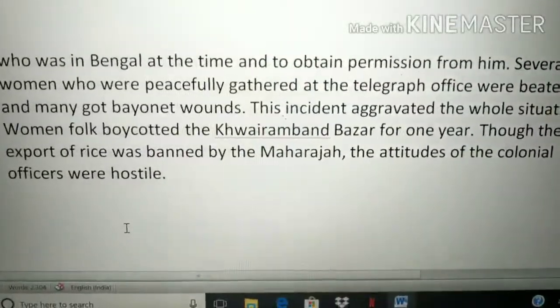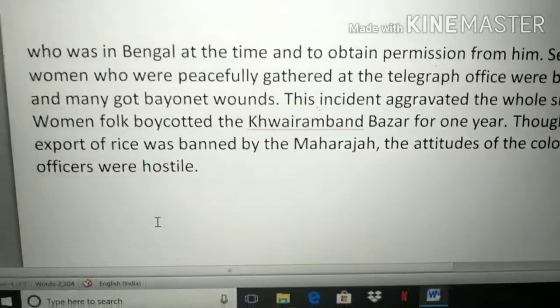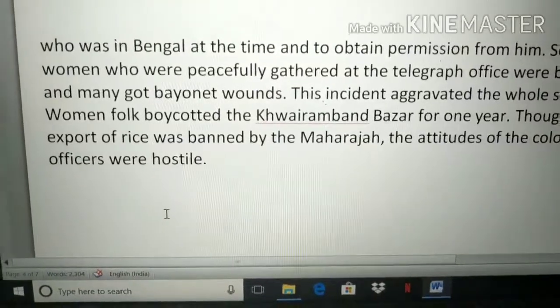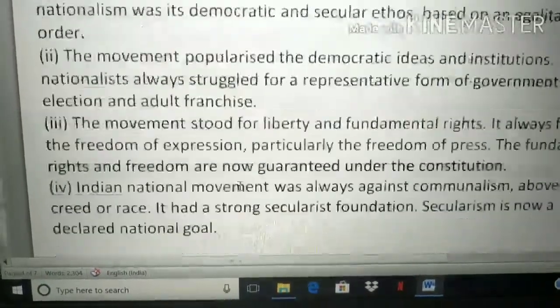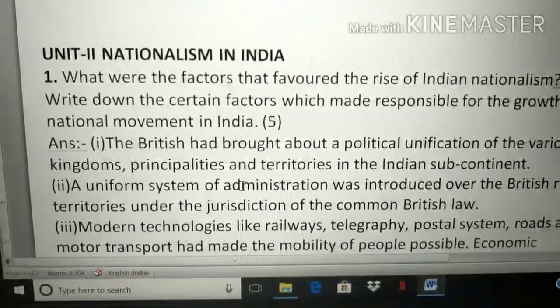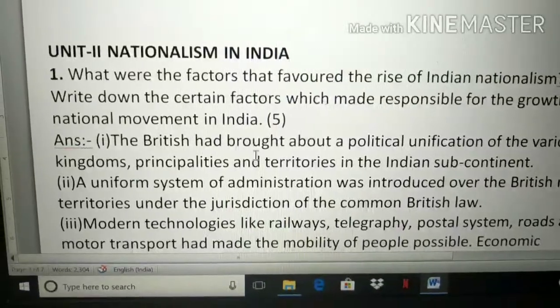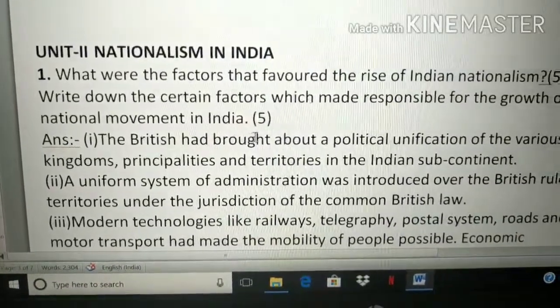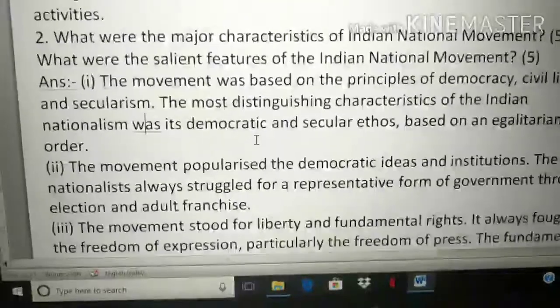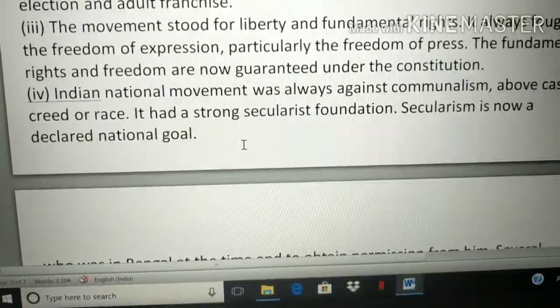To my dear students, this is the second unit of Class 10 History, Nationalism in India. So learn by heart these few questions and answers, which are also very important.